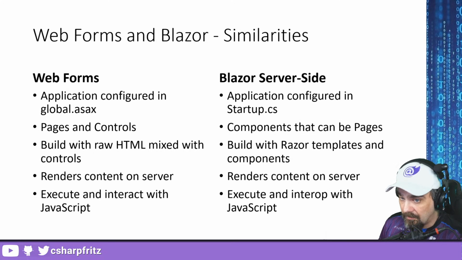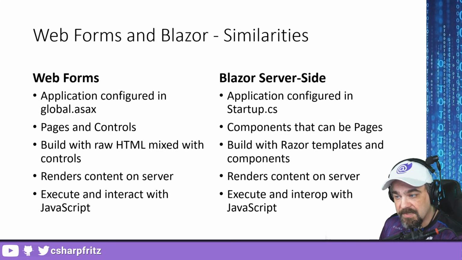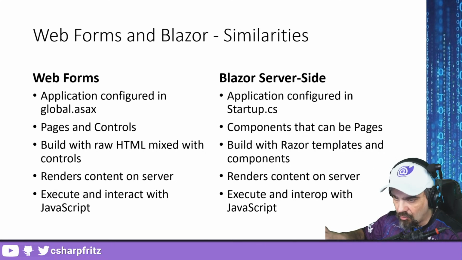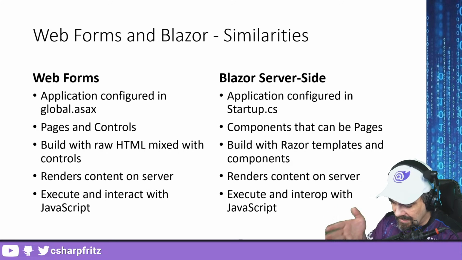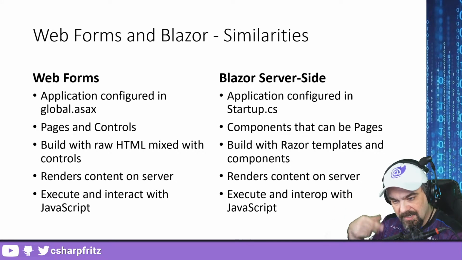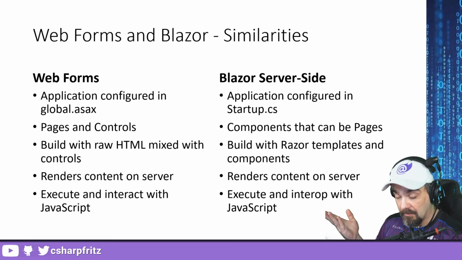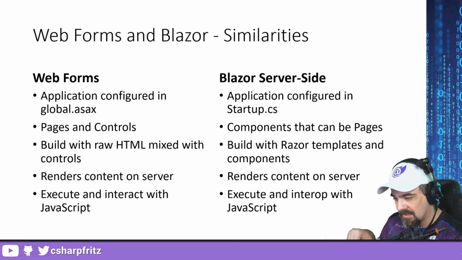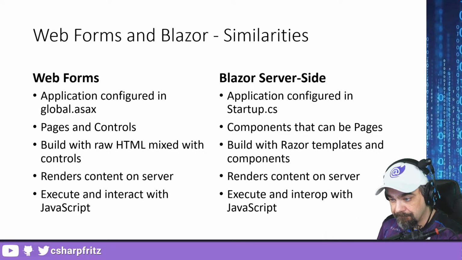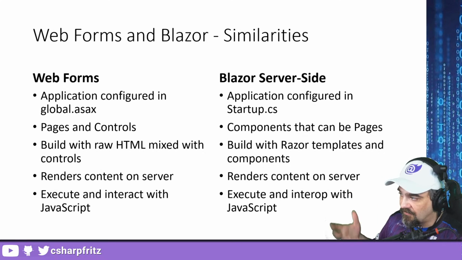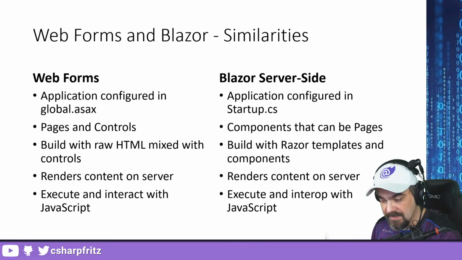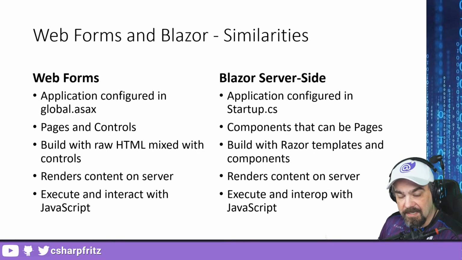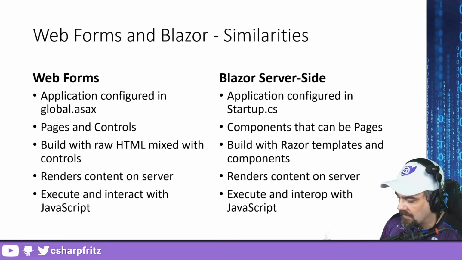Well, Blazor server side, you configure your application in Startup CS. You have components that can be pages, not necessarily having two discrete objects, right? You have one component object and you can have it listen on an endpoint, on a folder location, right? On an address, just like it would be a page. So you have one object that can handle both instances. You build with Razor templates and components, which folks are much, much more comfortable with these days, instead of the old web forms notation. Render content on the server, just like in web forms. We know that. And we can execute and interact with JavaScript.